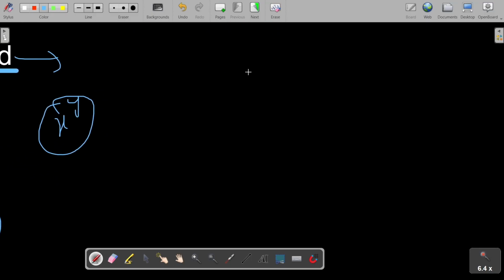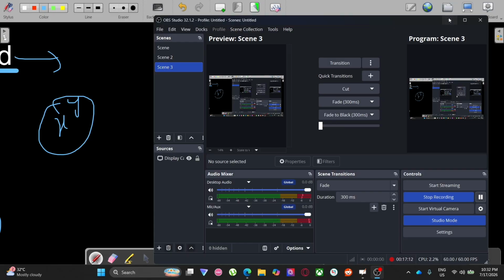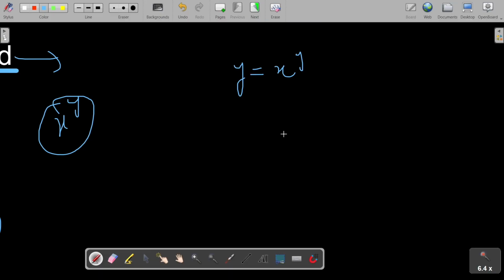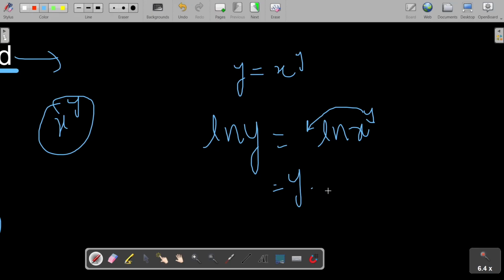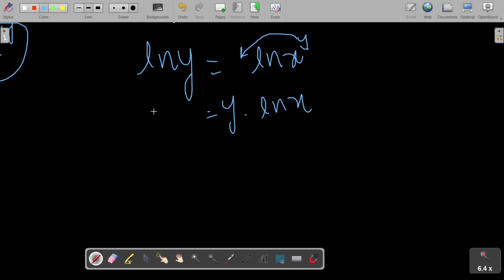Let me give you the basic idea. Let's say I have y is equal to x power y. I need to find dy by dx. So what I'm going to do is take log on both sides. So ln y becomes ln of x to the y, and using logarithm properties, this power comes right here in multiplication. So I'm left with y ln x. And now what I'm going to do is differentiate with respect to x on both sides.